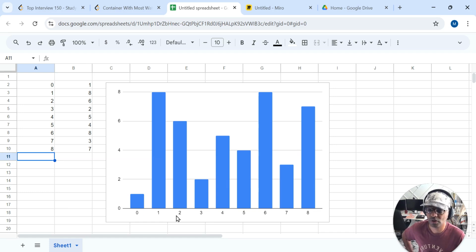And the first observation I have is because of the nature of the problem, right? Let's say we have some arbitrary container. Let's say 2 comma 7, right? So 2 is the left wall and 7 is the right wall. Well, how much water can that hold? Well, the width is 7 minus 2. So width is 5.